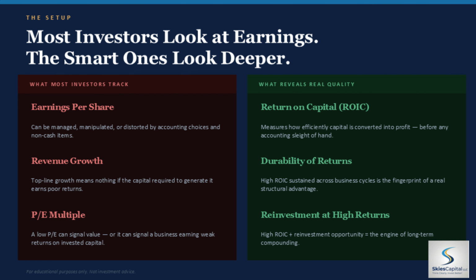Now, before we get into how ROIC works, I want to address something. Most investors spend the majority of their time tracking three things: earnings per share, revenue growth, and PE multiple. And look, I get it. Those numbers are everywhere. They are on every earnings call, every financial news headline, every stock screener. But here's the problem. Earnings per share can be managed. It can be distorted by accounting choices, share buybacks, and non-cash items that have nothing to do with how the business is actually performing.